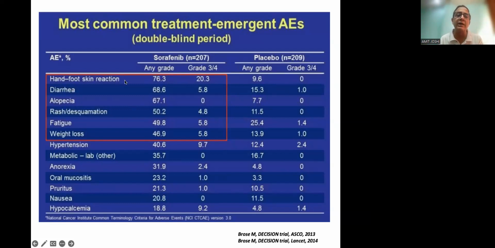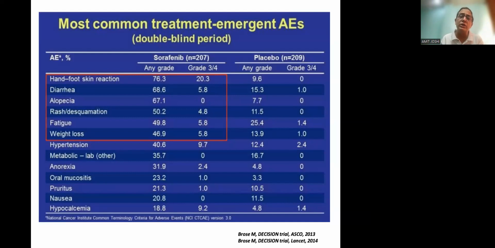If you see the hand-foot reaction, around 20% of patients had that degree of toxicity compared to patients on placebo. Definitely placebo will have very little, because it's a placebo, so we do not expect toxicity with it. And if you see rash, desquamation, diarrhea, and hypertension, around 10% of patients. So the overall toxicity, if you combine, around 30% of patients on the sorafenib arm had some sort of toxicity, and this led to discontinuation of sorafenib in around 15 to 20% of patients because of the toxicity.